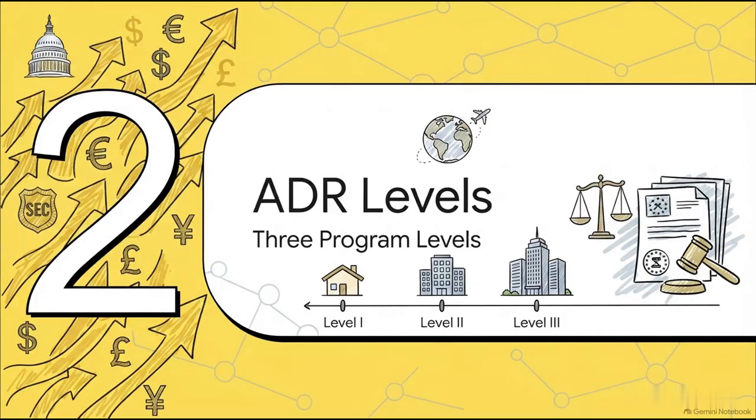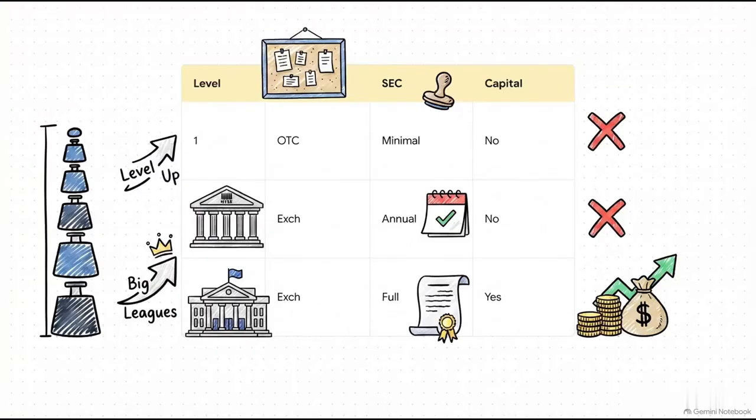Next up, the 3 ADR levels. So, if the ADR is sponsored, Carla has to navigate 3 different levels of regulation from the SEC. Think of this matrix as your ultimate cheat sheet for the exam. Let's break it down. Level 1 trades OTC only, has minimal SEC registration, and definitely cannot raise capital.